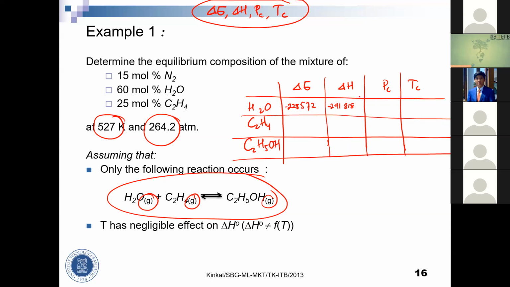Ethylene, for the Gibbs free energy, it's 68,460. Minus or positive, sir? Positive. Okay, 68,460. How about the enthalpy? 52,510. How about the ethanol?